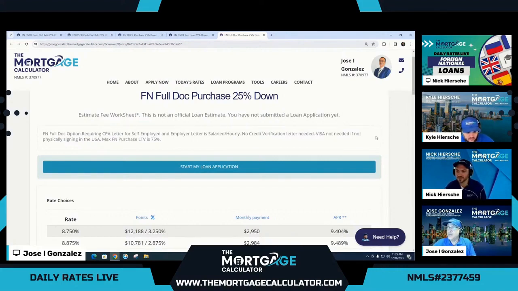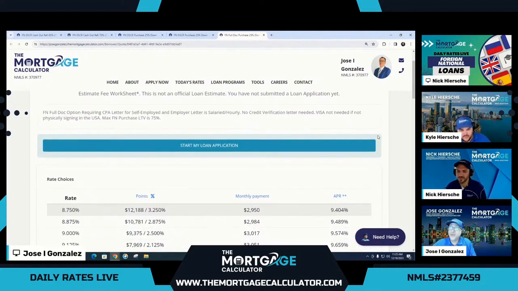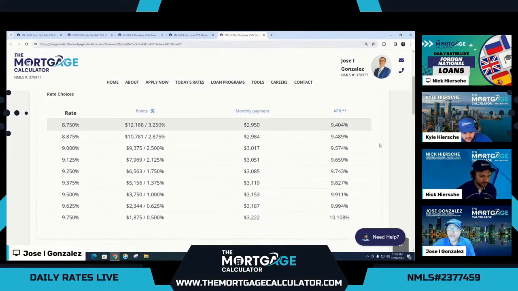Now, for this particular option that I have here, we do not require a credit verification letter. For the option where we don't require a visa, we also do not require a credit verification letter. That's very important when trying to simplify your documentation, right? So here, 9.75 lowest cost option, 8.75 lowest rate option.